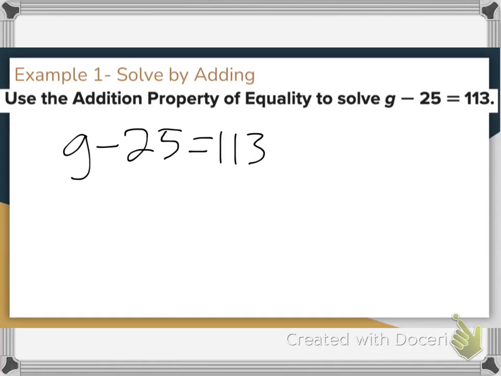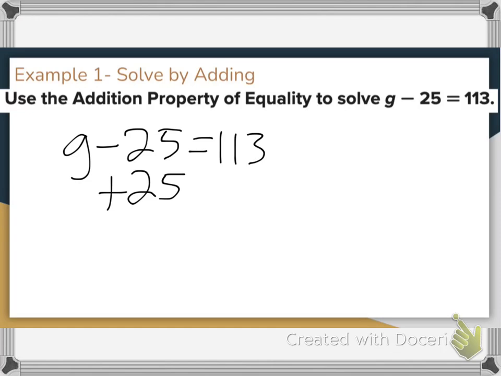Is that G completely by itself right now? No. What's with it? Minus 25. Remember, I said we're using inverse operations. Inverse means opposite. So if I'm subtracting 25 from G, what's the inverse of subtraction? Addition, right? So to get G by itself, I'm going to use my inverse operation of addition.